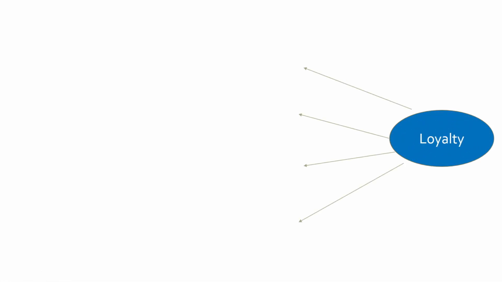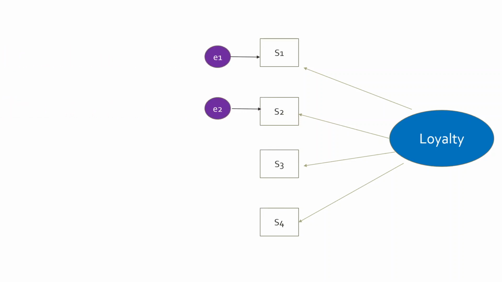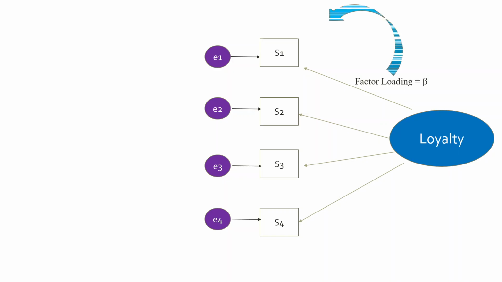So let's try to understand this. Loyalty is captured with the help of four statements: S1, S2, S3, S4. These are the error terms which are E1, E2, E3, E4. The factor loading is beta, which we have already discussed, which is a standardized estimate. If I take the square of it, I'll get the squared correlation, which is the explained variance.